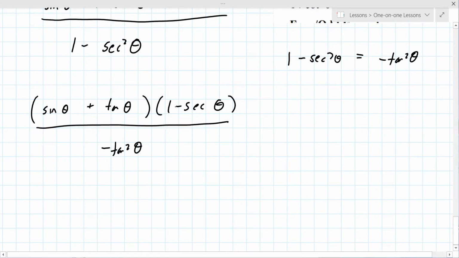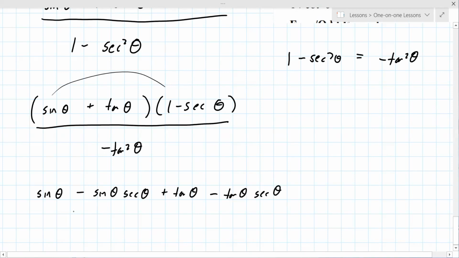Not really anything obvious to do up here. I think we'll multiply in. So we're going to FOIL the top. So it's sine theta, that's the first. The outer is minus sine theta secant theta. The inner is tangent theta. And then the last is minus tangent theta secant theta. Kind of still doesn't look any good.